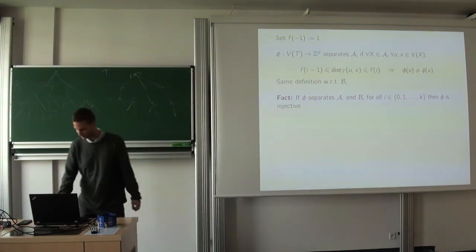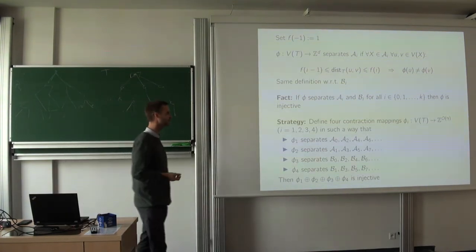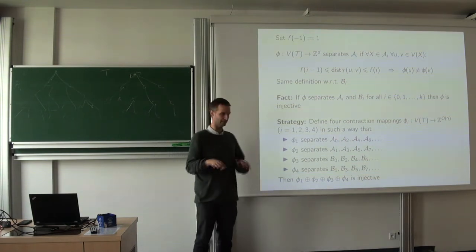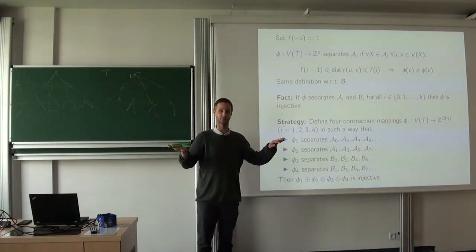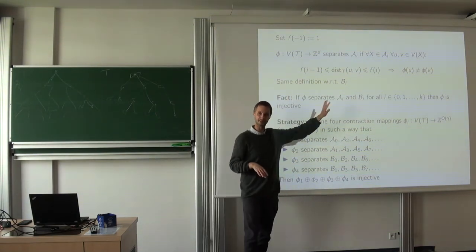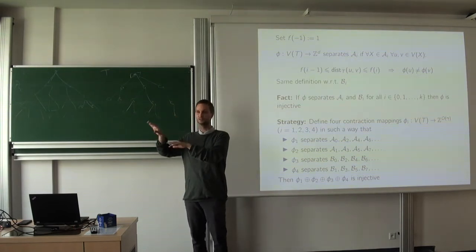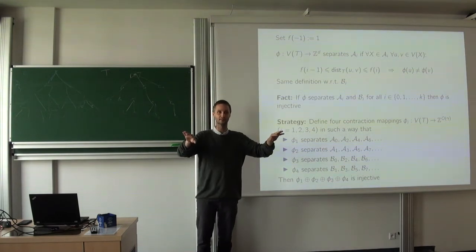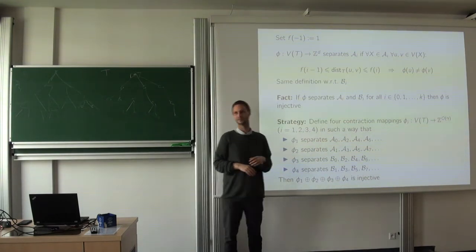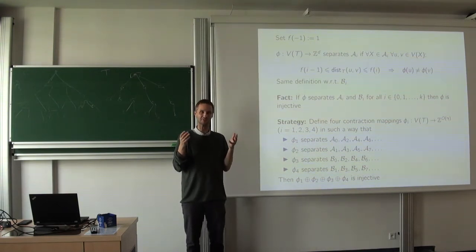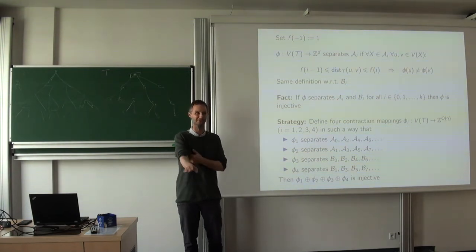Okay, let me continue. So we have the notion of separation, and now I can tell you a little bit more about the strategy. And you will see why we get four contraction mappings and not just one. The first thing is that we are going to look at the A_i's and the B_i's separately. We are going to build a contraction mapping that separates the A_i's, and then another contraction mapping that separates the B_i's. But when we look at the A_i's, we are actually going to separate them into two sets again, according to the parities, to make the proof work. At this stage, there is no reason for this separation except that it helps the proof.